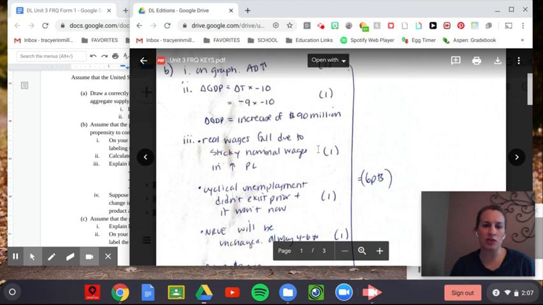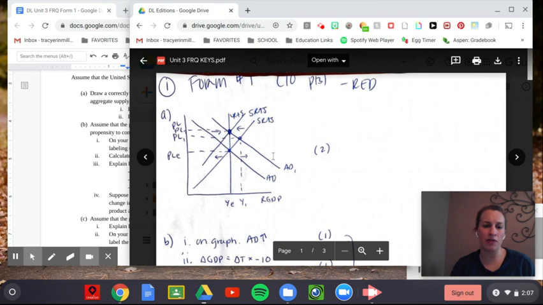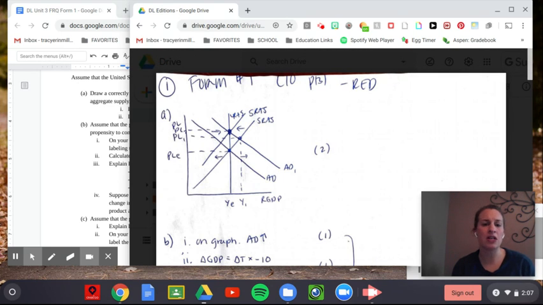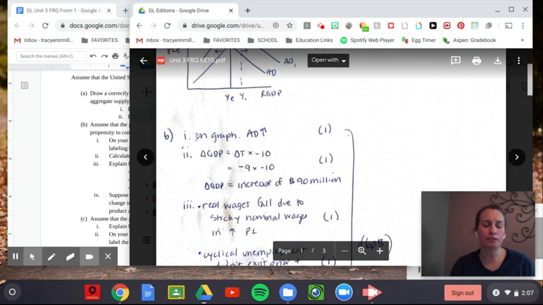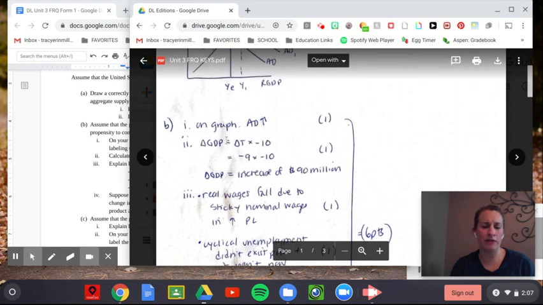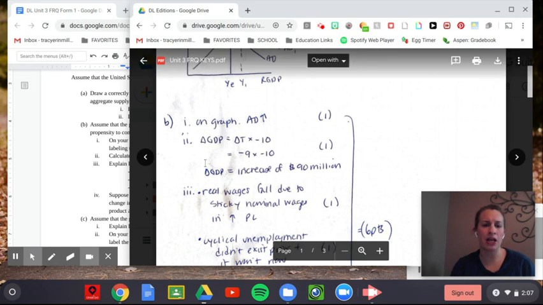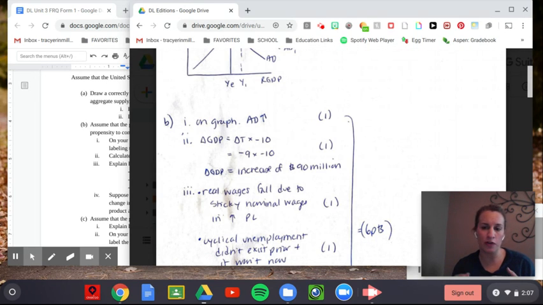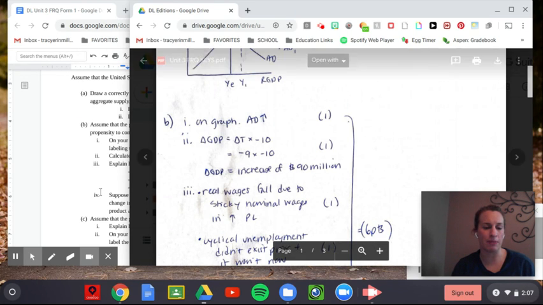So I'm going to scroll up to my answer key here, and you're going to have a graph that looks something like this, because then you also have to make some changes to the graph at the end. But for part one of B, you would receive 1 point for shifting that aggregate demand to the right, and then 1 point for doing the tax multiplier correctly here. So if you need to pause the video to look at the math or anything to compare it to yours, the tax multiplier is going to be a -9 times a -10. It's an increase of $90 million in that GDP.